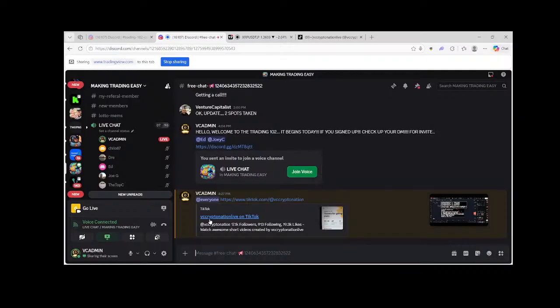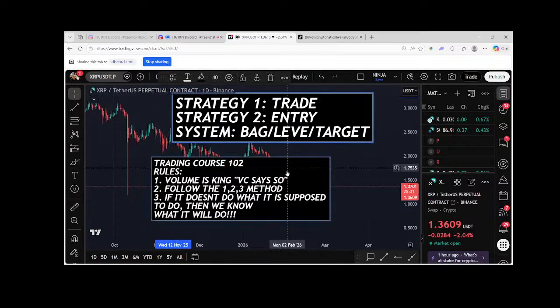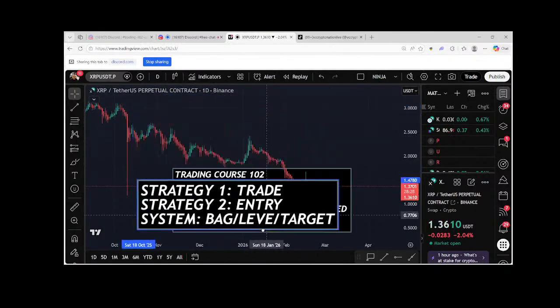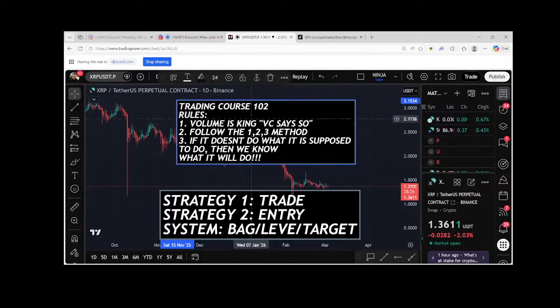So you have to add little things, and we call them confirmations. So we created an indicator called the Moon indicator, and the Moon indicator is a volume indicator, because at the end of the day, what it comes down to, just like we have on our chart here, is strategies, right? And the main thing is here, Trading Course 102, rule number 1, volume is king.